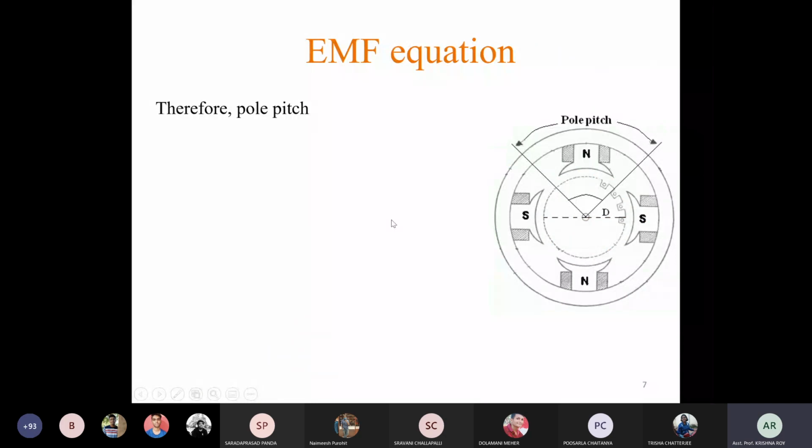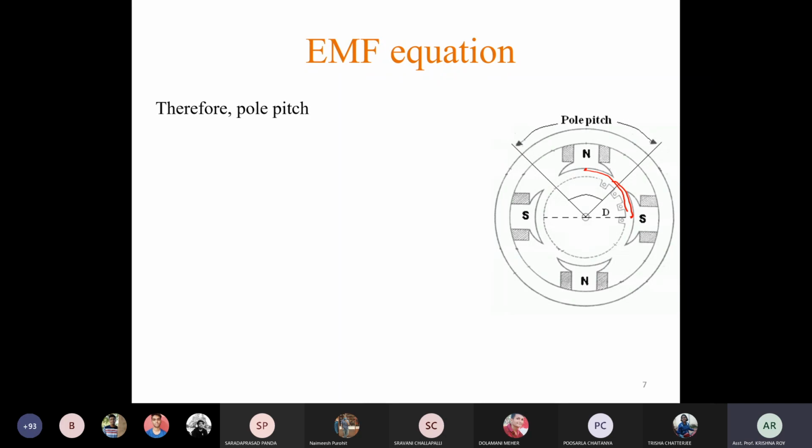Now we have to calculate the pole pitch. So what is this pole pitch? Pole pitch is defined as the peripheral distance between two similar points of two adjacent poles. Similar points means we can consider the center of the pole. So this distance is called pole pitch.